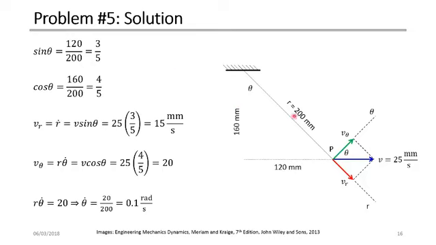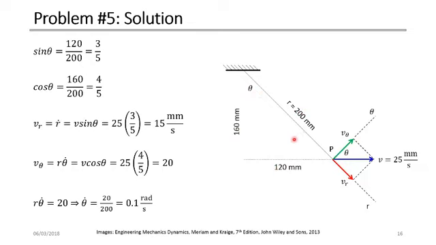So H is given, x is given. By the Pythagorean theorem at this position, we can calculate r. So r is the square root of 160 squared plus 120 squared, which is 200. And then we can also calculate the angle theta. We can calculate the sine and the cosine of angle theta.